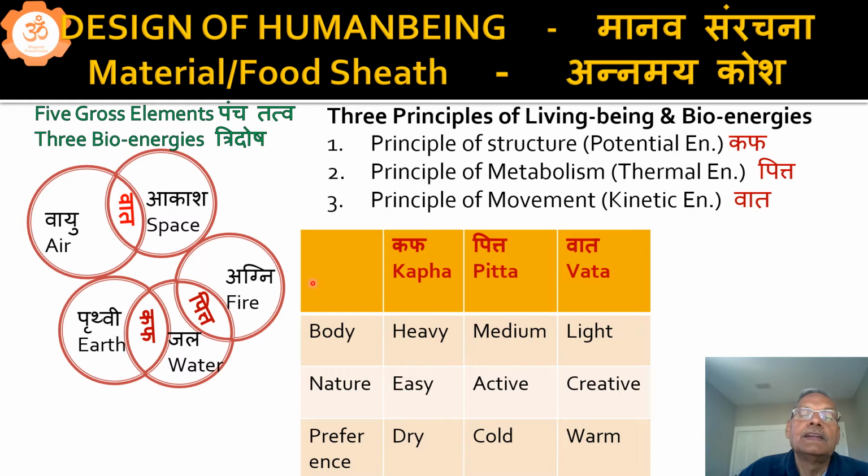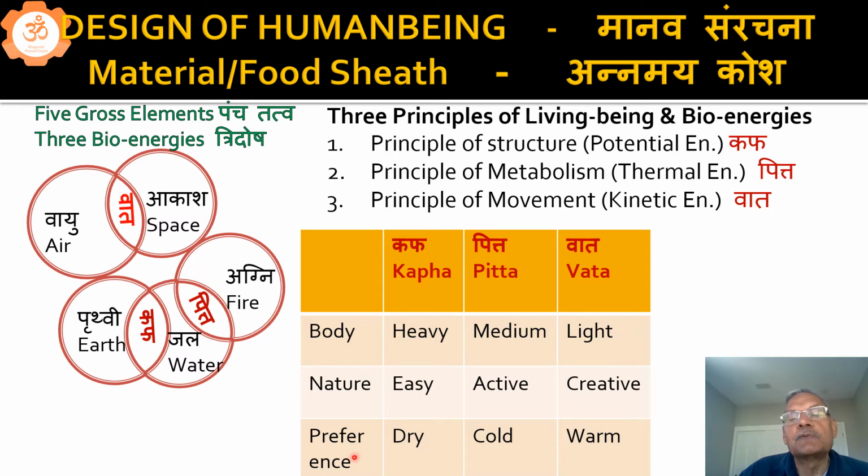Similarly, if your nature is easygoing, it means you are a Kapha type person. If you are very active in everything, it means you have a Pitta type nature. If you are more of an imaginative type, thinking more, worrying more, it means you are of Vata type.